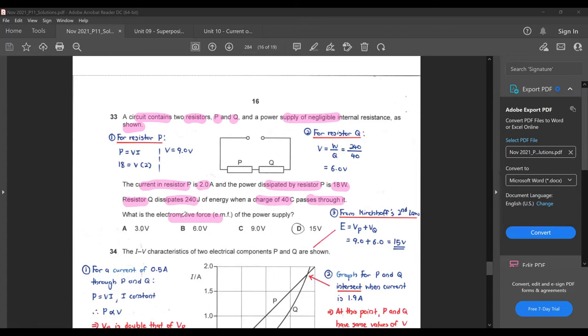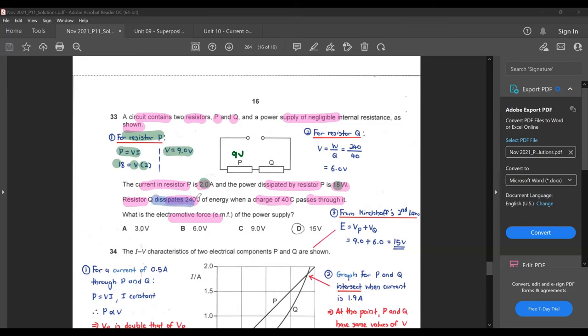This one you have to work out the PDs individually. If, for example, I start with resistor P first, knowing the power and the current, I want to find the PD first. So P equals VI, 18 equals V times 2, the PD is 9 volts across resistor P. Then I move on to resistor Q.